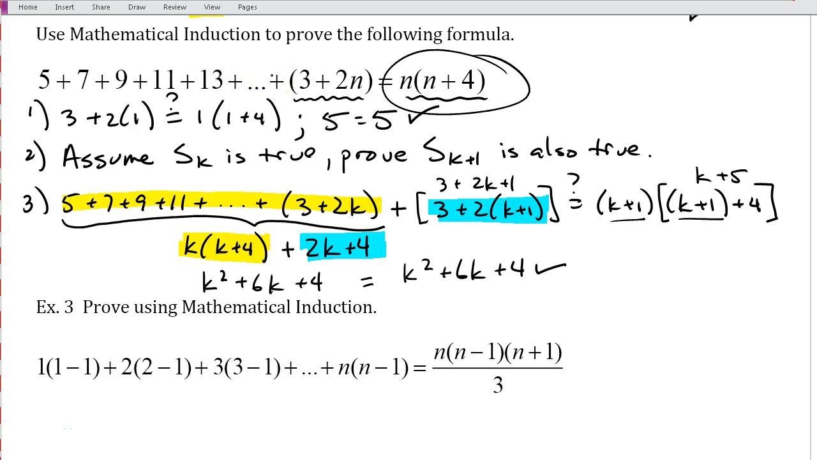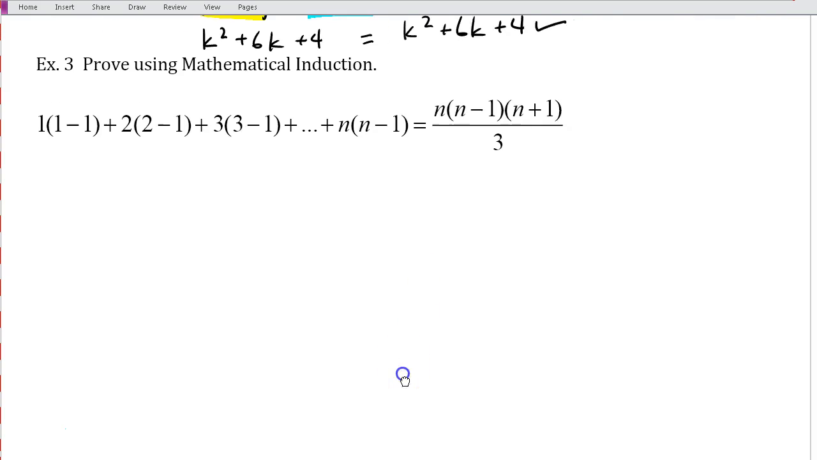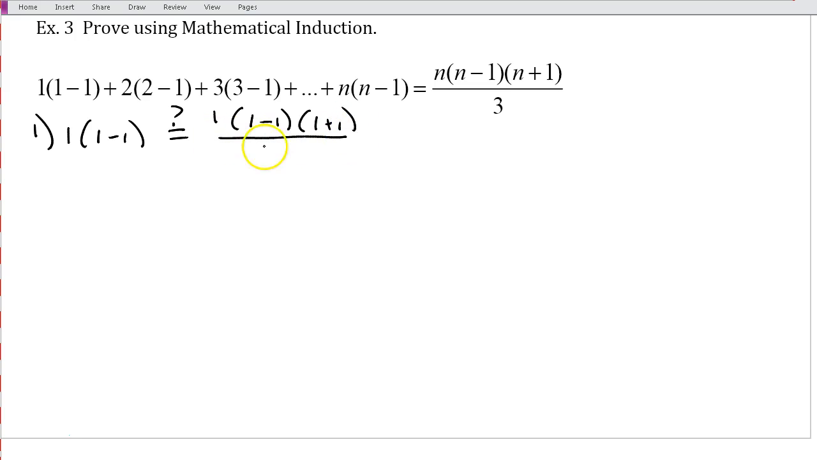All right, and again, if you have questions, make sure that you ask. All right, let's look at one more example here. We want to prove this using mathematical induction again. So step 1, we want to show that this is true for the first term. So we want to show that 1 times 1 minus 1 is equal to 1 times 1 minus 1 times 1 plus 1 over 3.